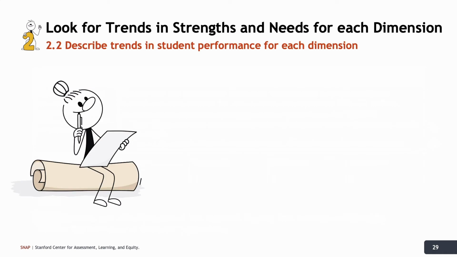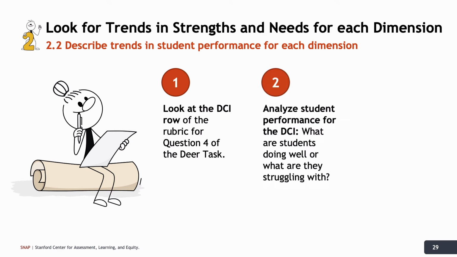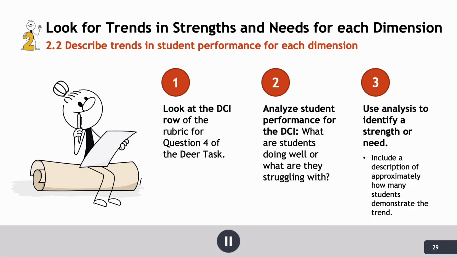Now you'll practice identifying a strength or a need for the DCI in the DEAR task. Start by looking at the DCI row of the rubric for question 4 in the task. Analyze student performance for this dimension. What are they doing well, or what are they struggling with? Use this analysis to identify a trend in strengths or needs. In your trend, include a description of approximately how many students are demonstrating each trend. You'll do this practice in the Session 3 materials labeled DEAR Task Practice. So go ahead and open that now and begin work on Step 2 of this document.